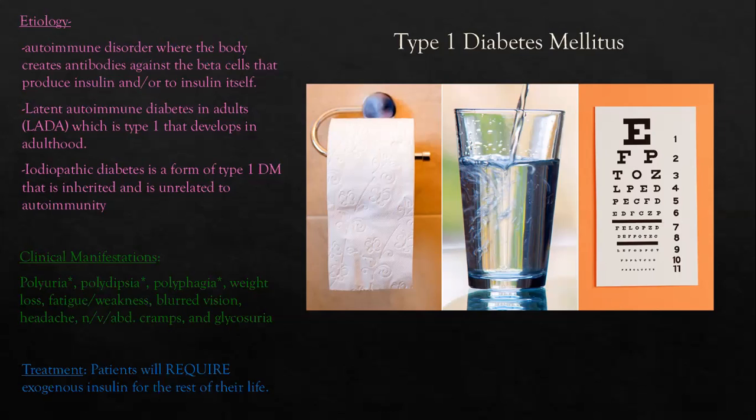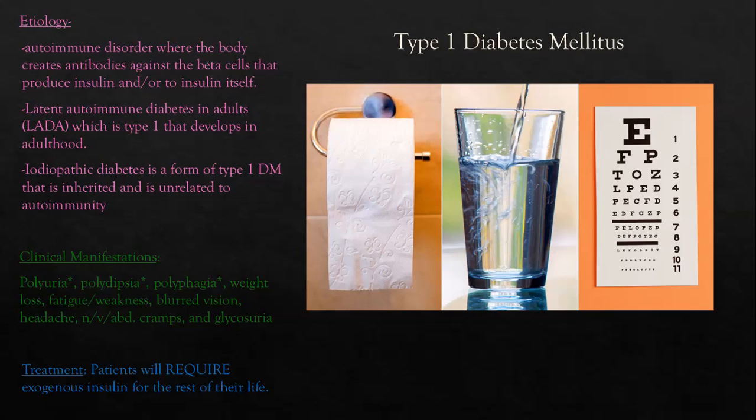These people will have weight loss because over time, the body will start breaking down other forms of energy, such as fat and muscle protein. They'll have fatigue, weakness, blurred vision, headache.